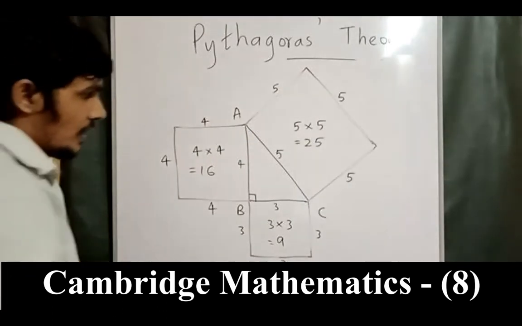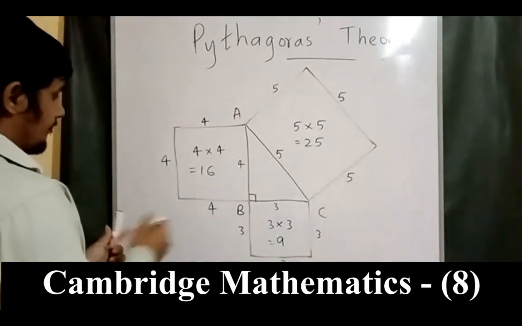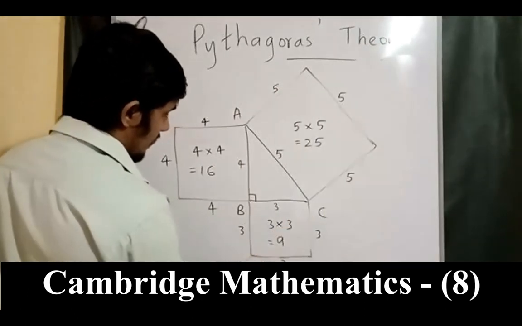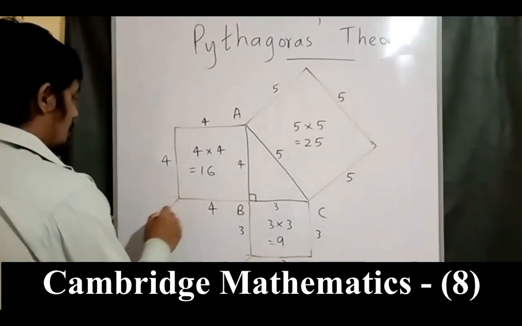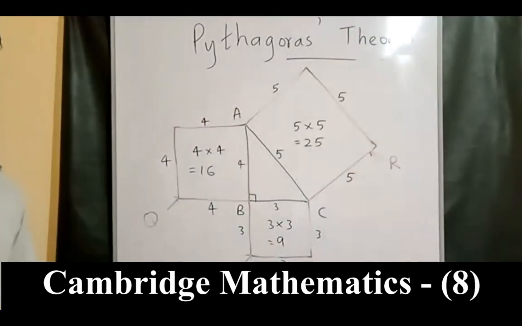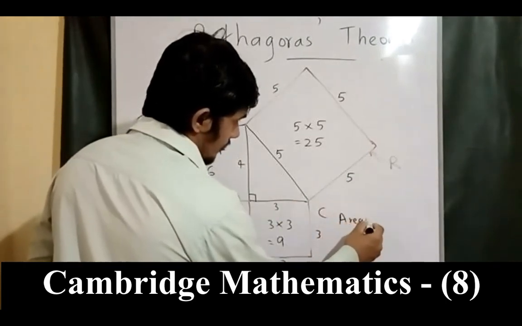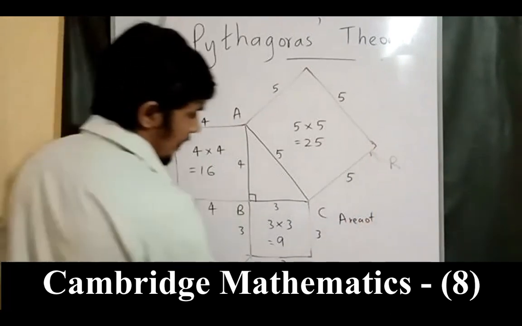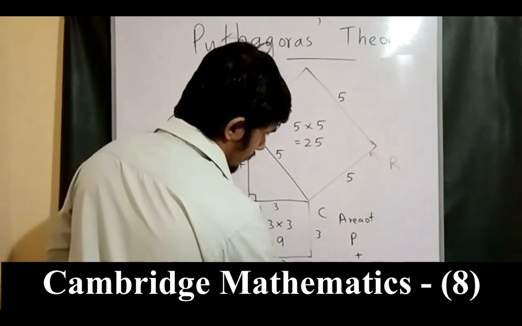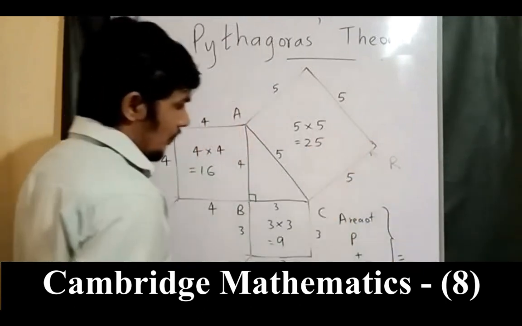So finally, I can write down, labeling these three squares using three capital letters. This is capital P. This is capital Q. This is capital R. Then area of P plus area of Q is equal to area of R.